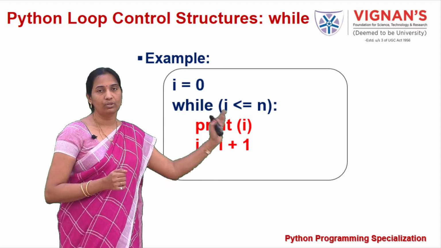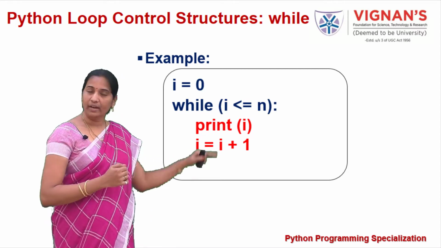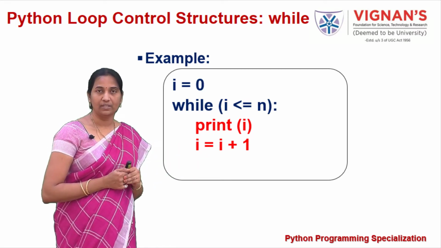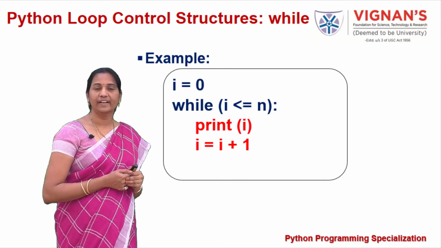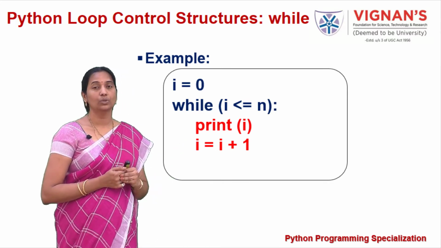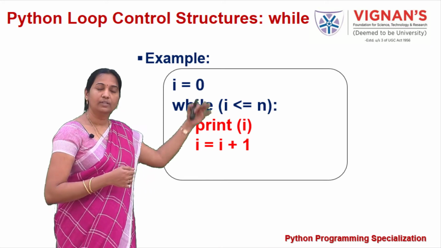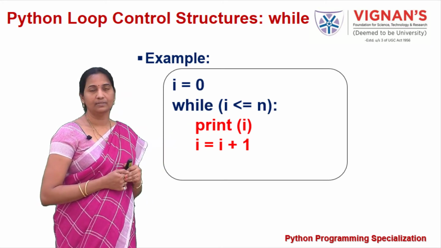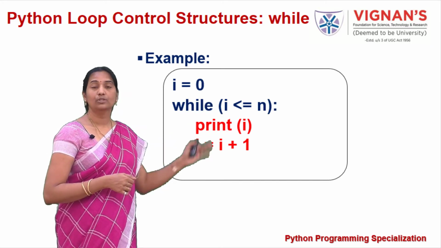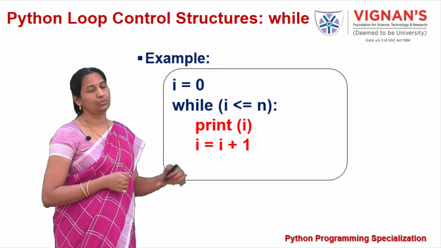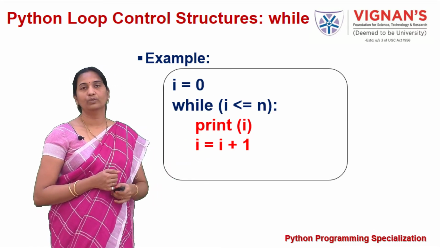So 1 less than or equal to 5, again it is true. So now again the statements are repeated. So you are printing the value of I, and then I value is incremented to 2. So now the expression is evaluated again, so that is the condition you are testing again. So 2 less than or equal to 5, again it is true. Again the statements that are part of the while loop would be executed.